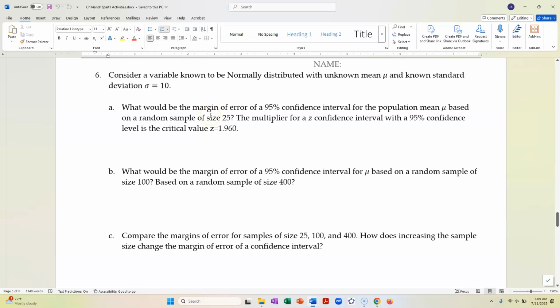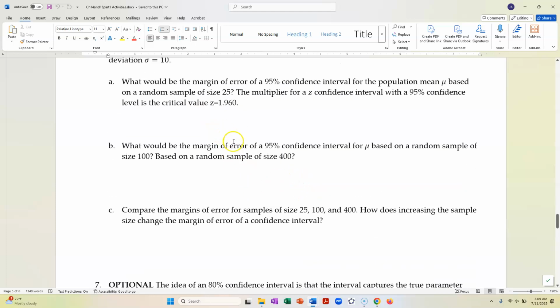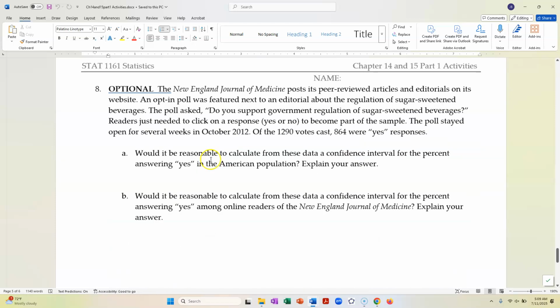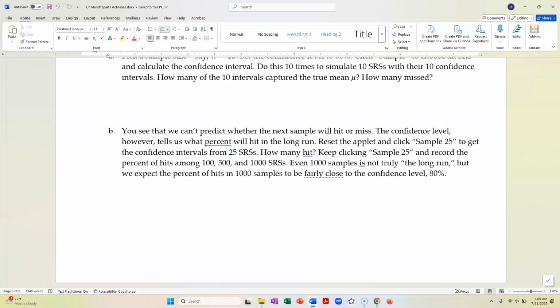Okay, and I think this one, nope, you can still use Excel with this one. You can do it by hand if you wish. And then there are a couple of optional ones. I'm gonna let you just think about them since they are optional.